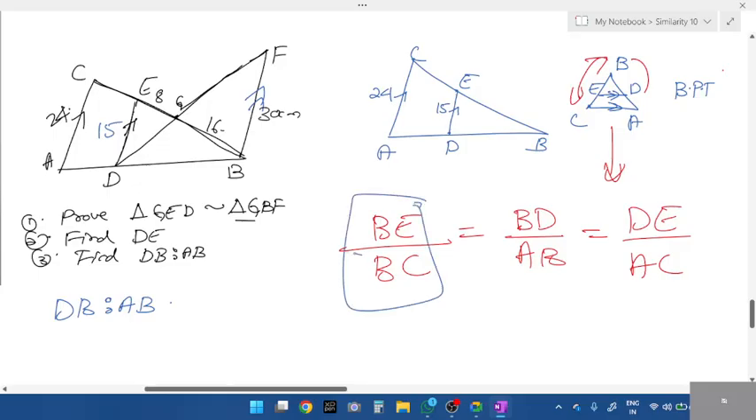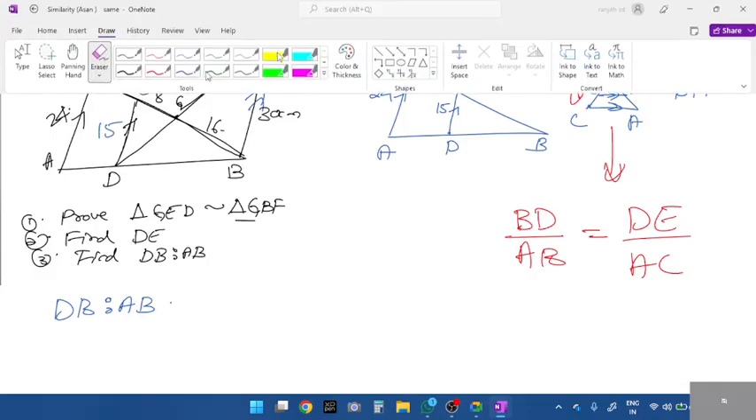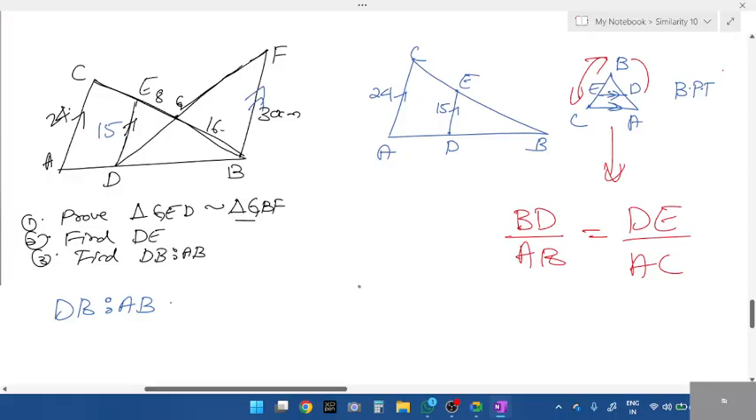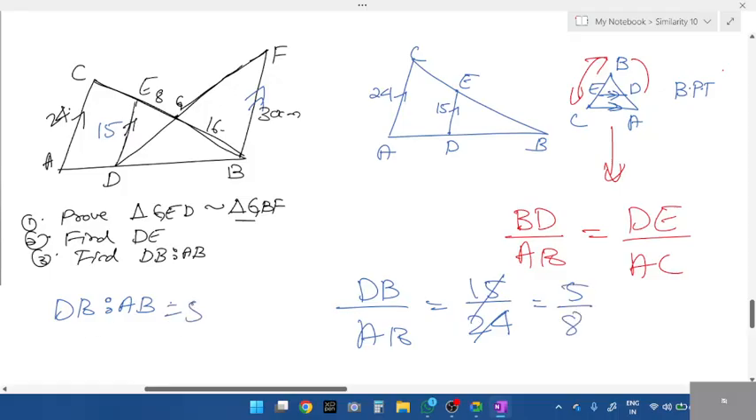Is it asked in the question? Just ignore that. Solve this question. If you solve, are we getting the value DB by AB? Right? See, BD, I'll write it as DB, students. DB by AB is equal. So what is DE value? 15 divided by what is AC? Ready? 3 5 is 3. So when they ask ratio, you should write 5 is to 8.